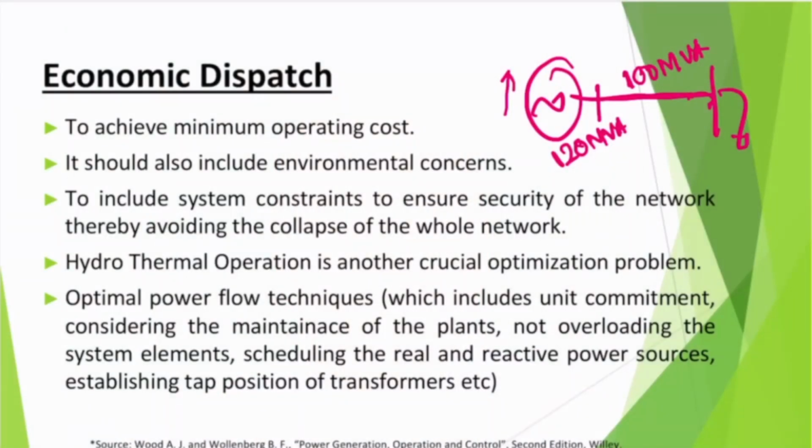Now, considering the maintenance of the plant, not overloading system elements, that is transmission lines and transformers, scheduling the real and reactive power sources, and establishing good tap positions of the transformers, these can all be included as constraints in my optimal power flow operations.